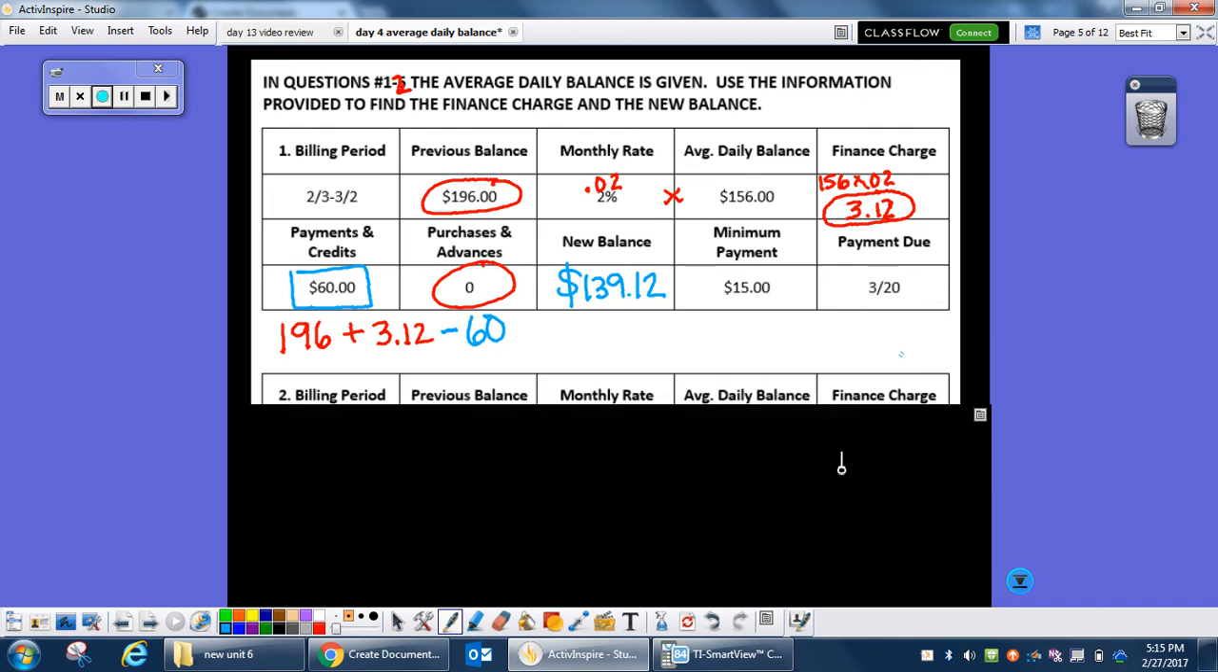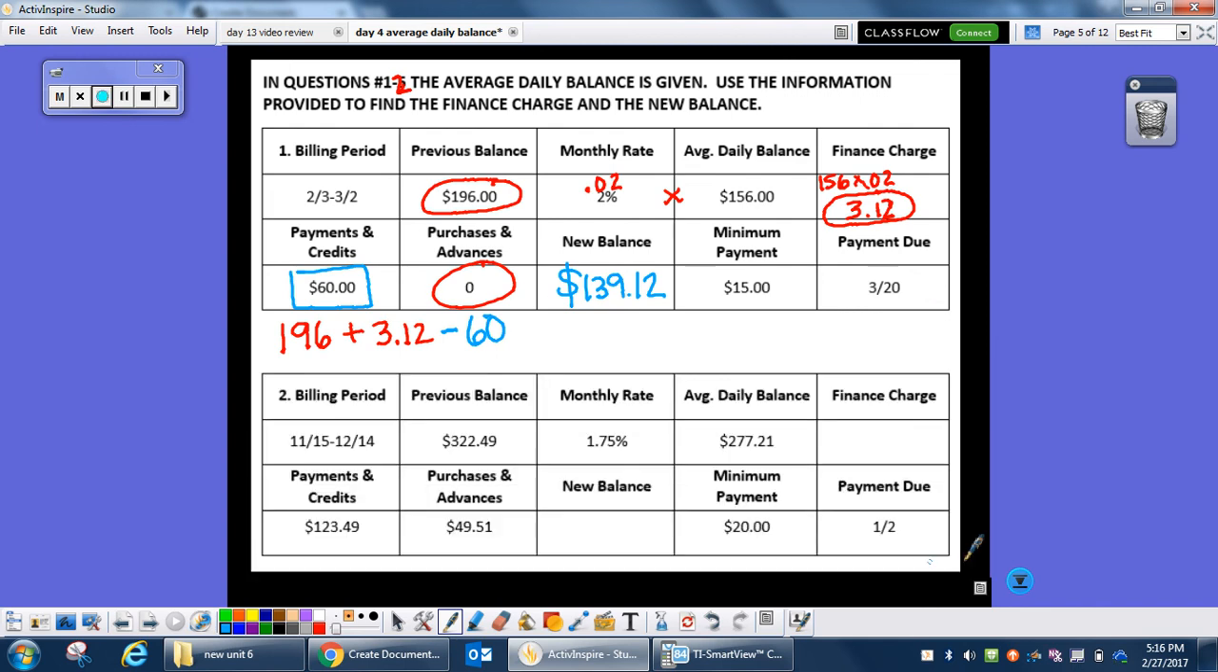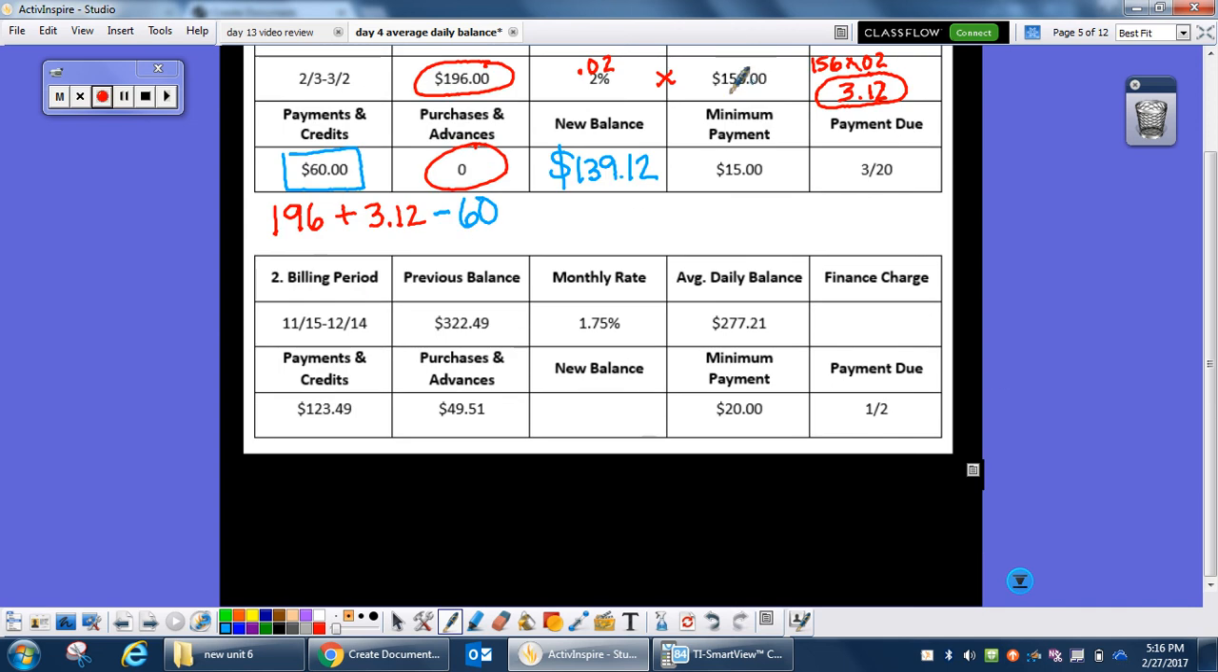You can see that a lot of times those bills have a minimum payment and a due date. If we're looking at the last one, you can see our billing period again is a month. I would circle the previous balance because you're going to need that number. I would put my monthly rate in as 0.0175 times $277.21. So I'm just multiplying straight across. That gets us to a finance charge of $4.85. I would circle that because you need to pay it.